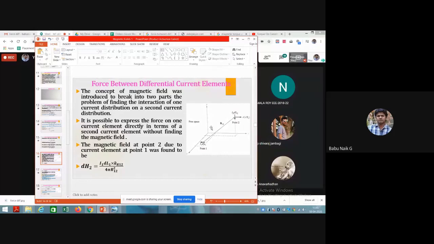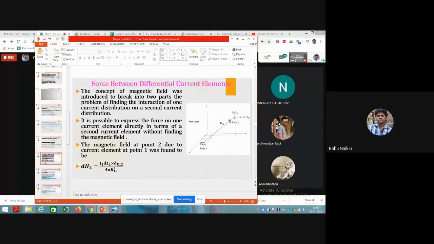I have considered a Cartesian coordinate system. When current passes through a rectangular or any other path, what will be the force at point 1 and what will be the force at point 2? I have considered two elements here, at point 1 and point 2. You can take the distance from point 1 to point 2 as r12. Now what will be your force?